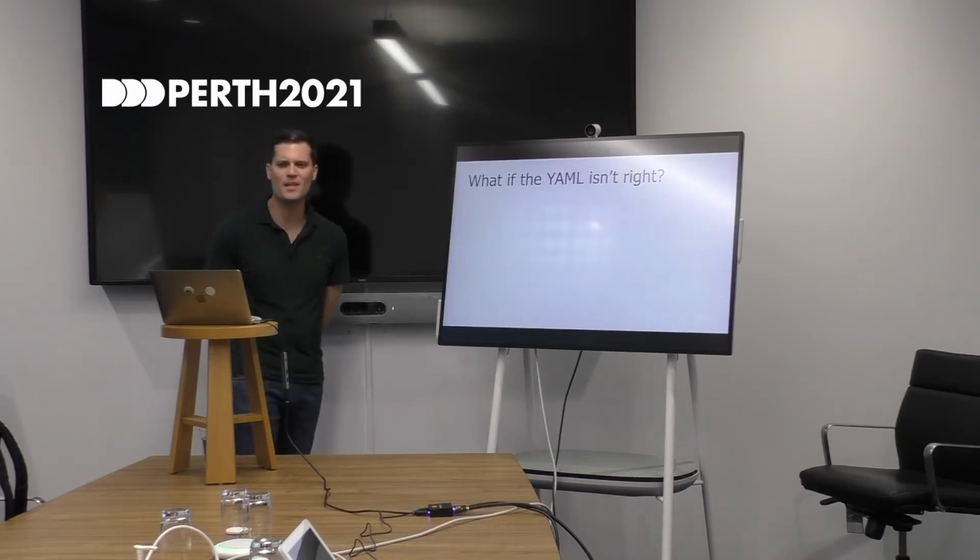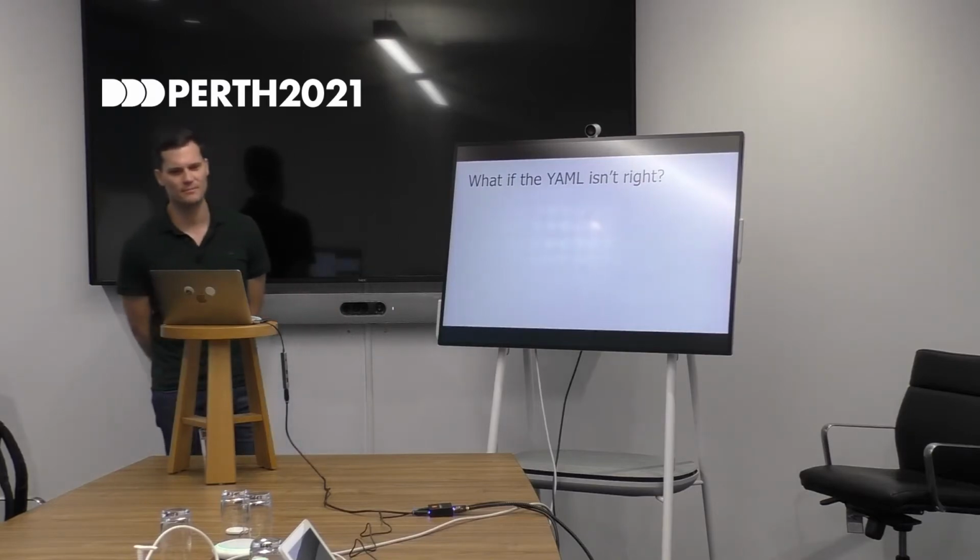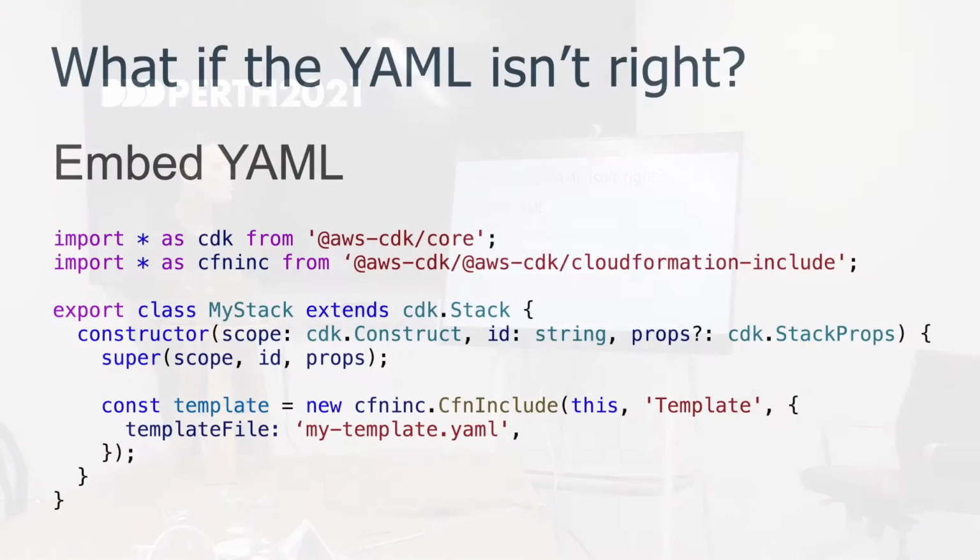So what can we do if the YAML isn't right? Let's take a look at this example here. CDK allows us to embed YAML into CDK. So in this scenario here, this workplace has already invested heavily into the CloudFormation ecosystem, and they want to reuse some of their existing templates. So this user here has a template called mytemplate.yaml, and they can import that directly into CDK.